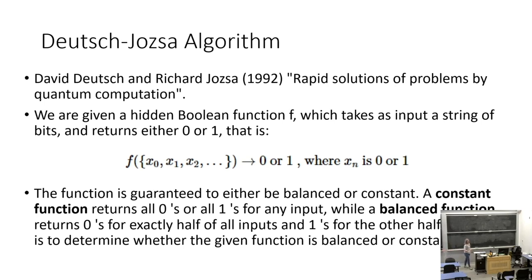And a balanced function is going to return zeros for exactly half of the inputs and ones for the other half. And now our job is to determine, with minimum number of queries to our function, with minimum number of evaluations of our function, if the function is balanced or constant.